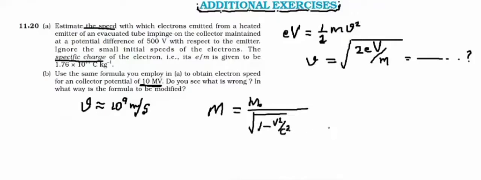So I told you this answer is wrong. If you want to get the correct answer, in this formula you have to substitute, in the place of m, m naught divided by under root 1 minus v square by c square. Then only you get the correct answer, which is less than 10 power 8 meter per second. Now come to question 21.